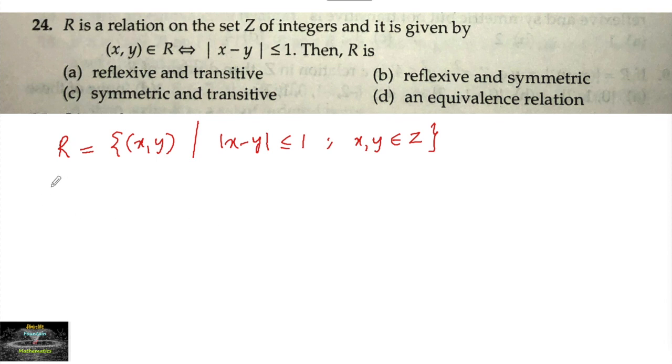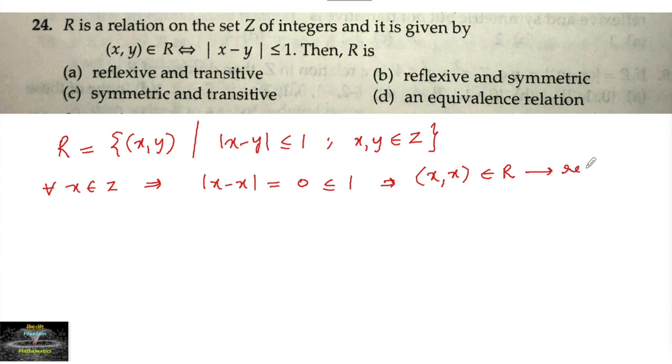So for reflexive, for every x belongs to Z, integer, we can say mod of x minus x is always equal to 0, which is less than or equal to 1. Which implies that x is related to x, that is (x, x) belongs to relation R, and hence it is reflexive. So we can say this relation is reflexive.